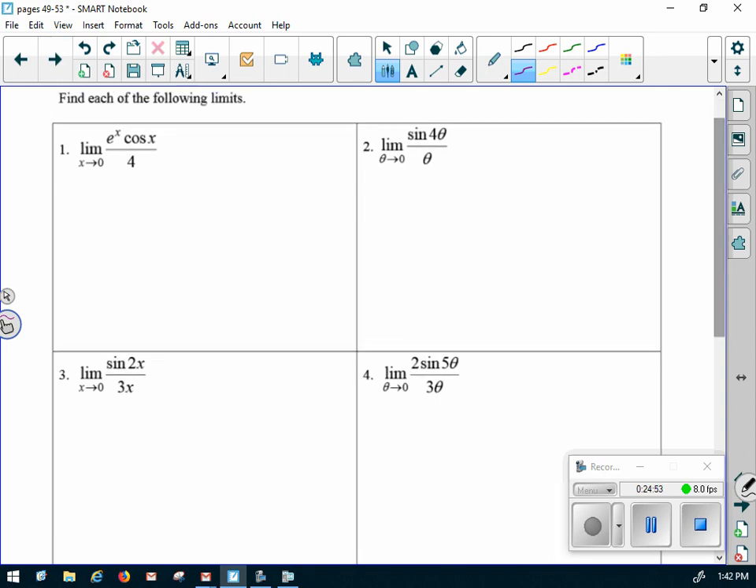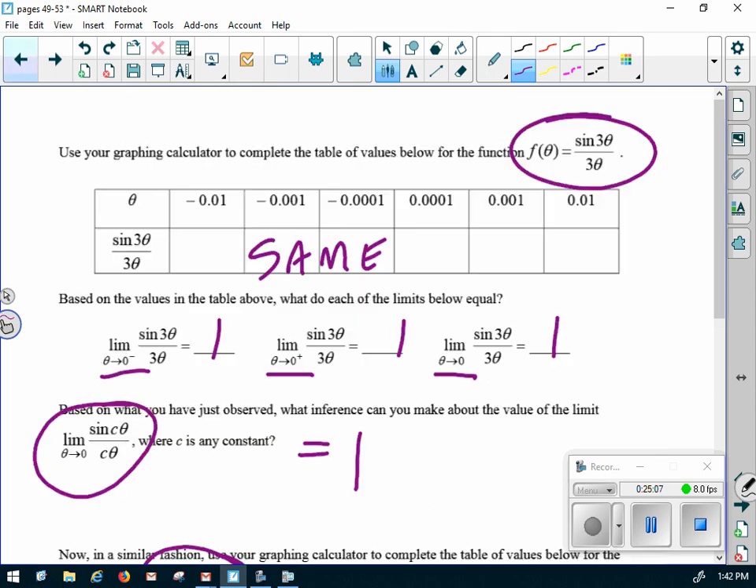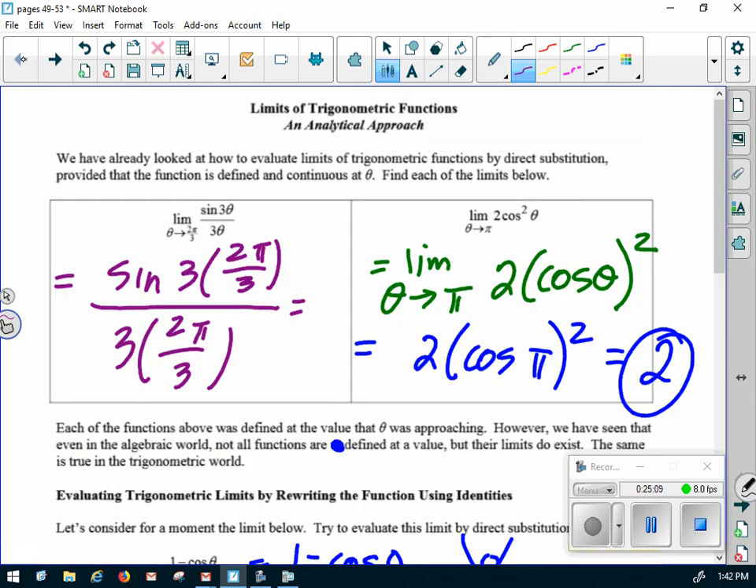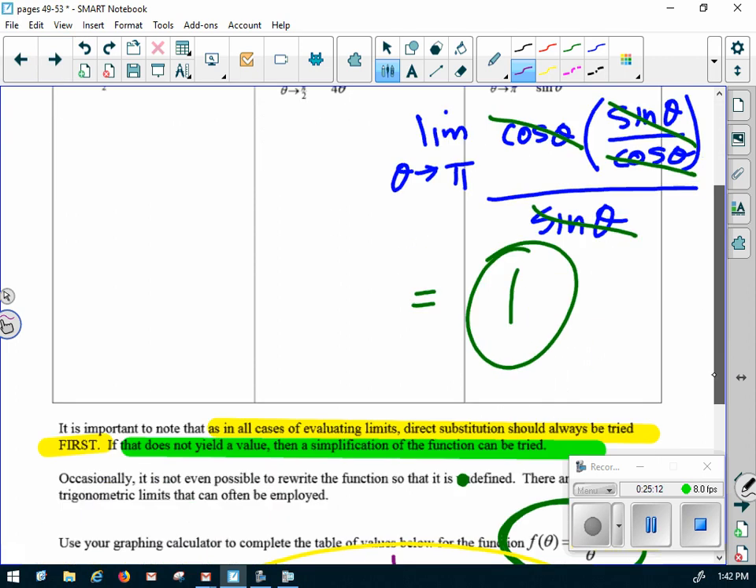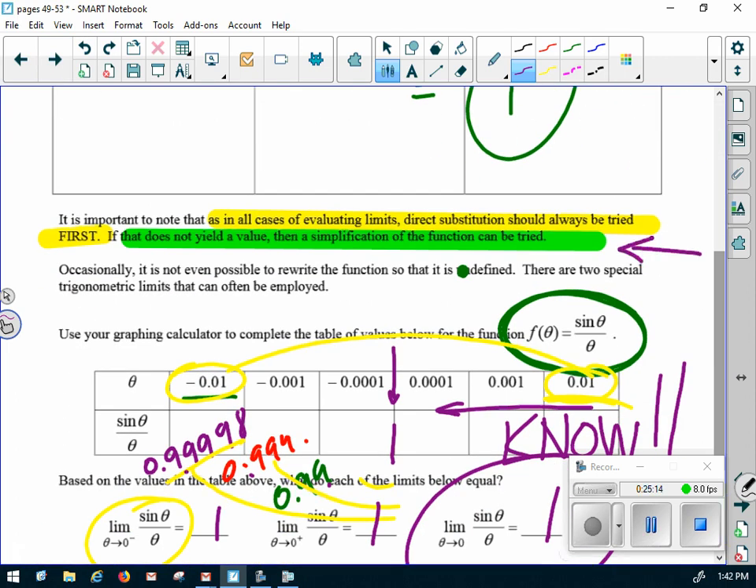You go back to the first page of your notes. Second page, it was right here where I highlighted. In all cases of evaluating limits, direct substitution should be tried first. If that doesn't work, you'd try something else.